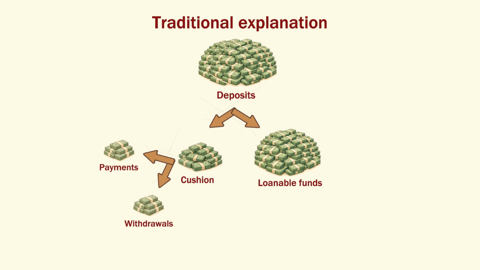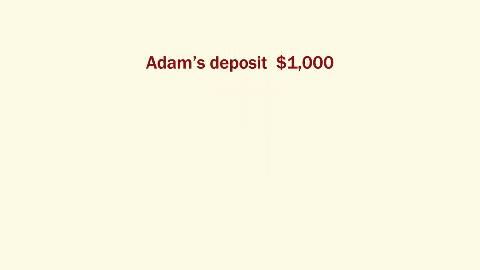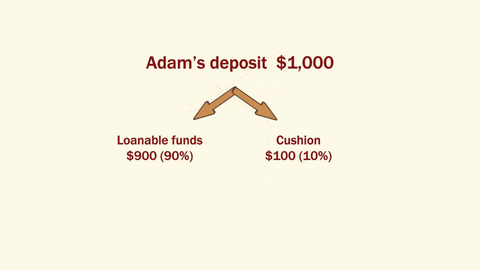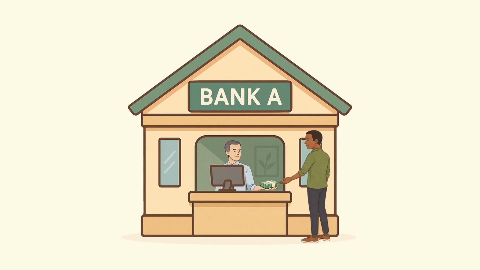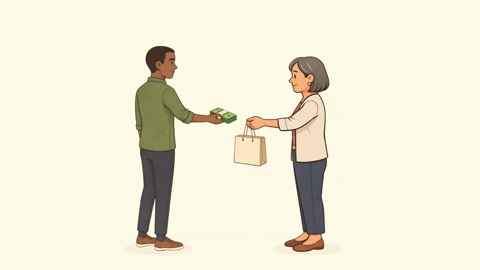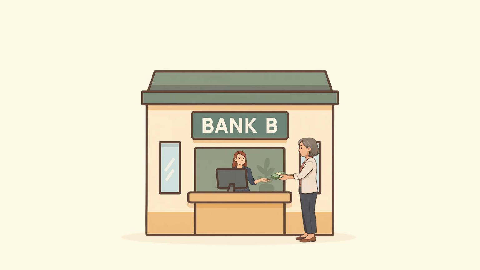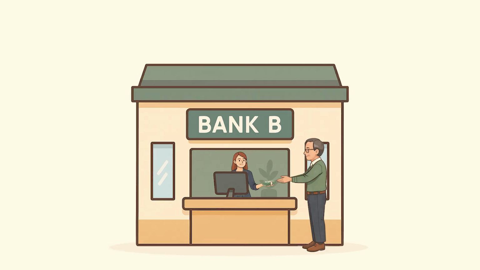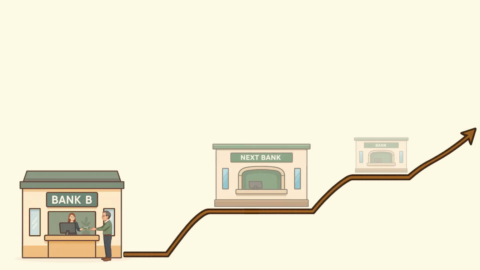Let's say that cushion is 10%. That means the bank can lend out 90% of Adam's deposit, $900, while keeping $100 as a cushion. Now someone else borrows that $900, spends it, and the money ends up in another bank. That bank keeps 10% and lends out about $810. Then the next bank does the same, and so on.